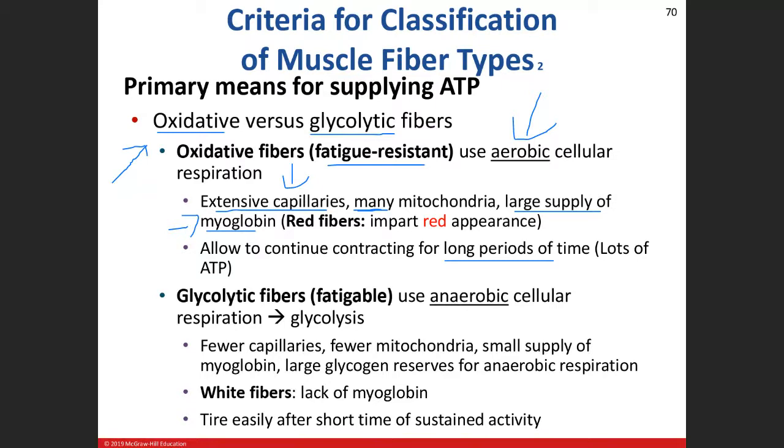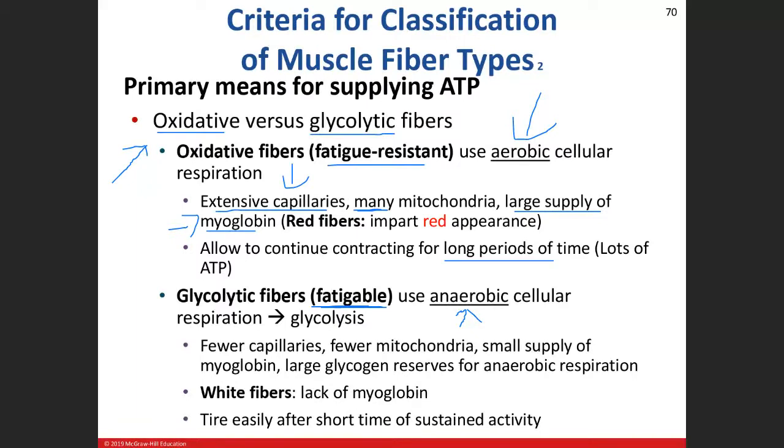All right. Now, to contrast that, we have the glycolytic fibers, right? This is going to involve anaerobic cellular respiration through glycolysis. If you think about it, you've got one glucose molecule that's only going to give you 2 ATP. You're not going to have a lot of energy, all right? And it won't last long for what energy you do get out of it. So these muscles are more likely to fatigue, okay?